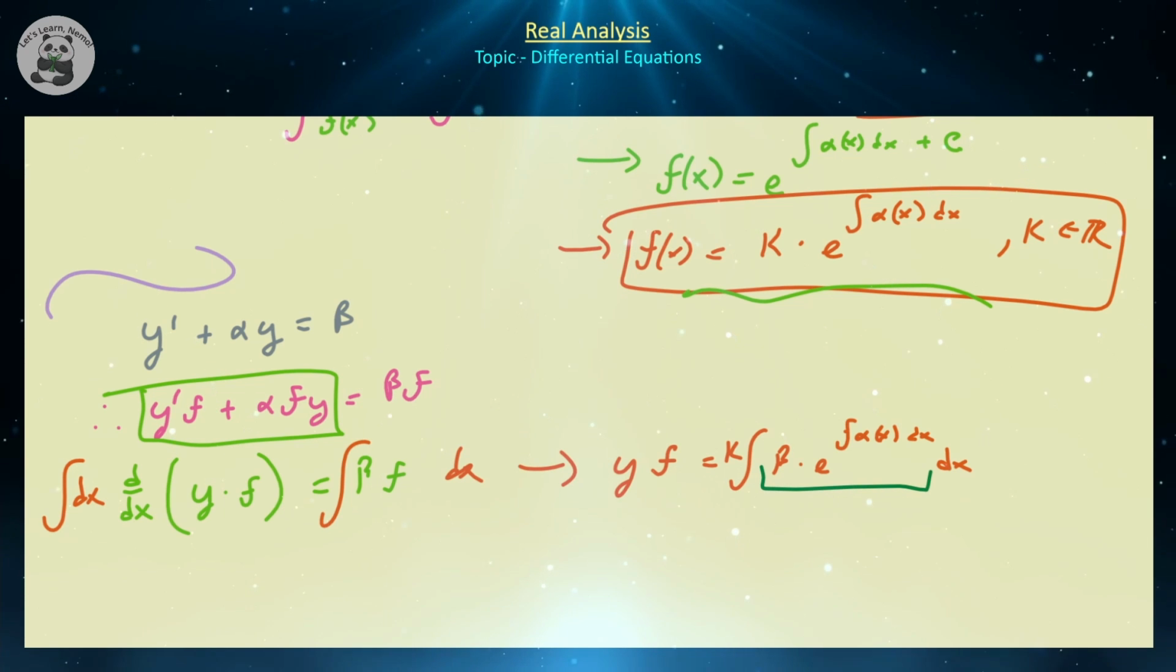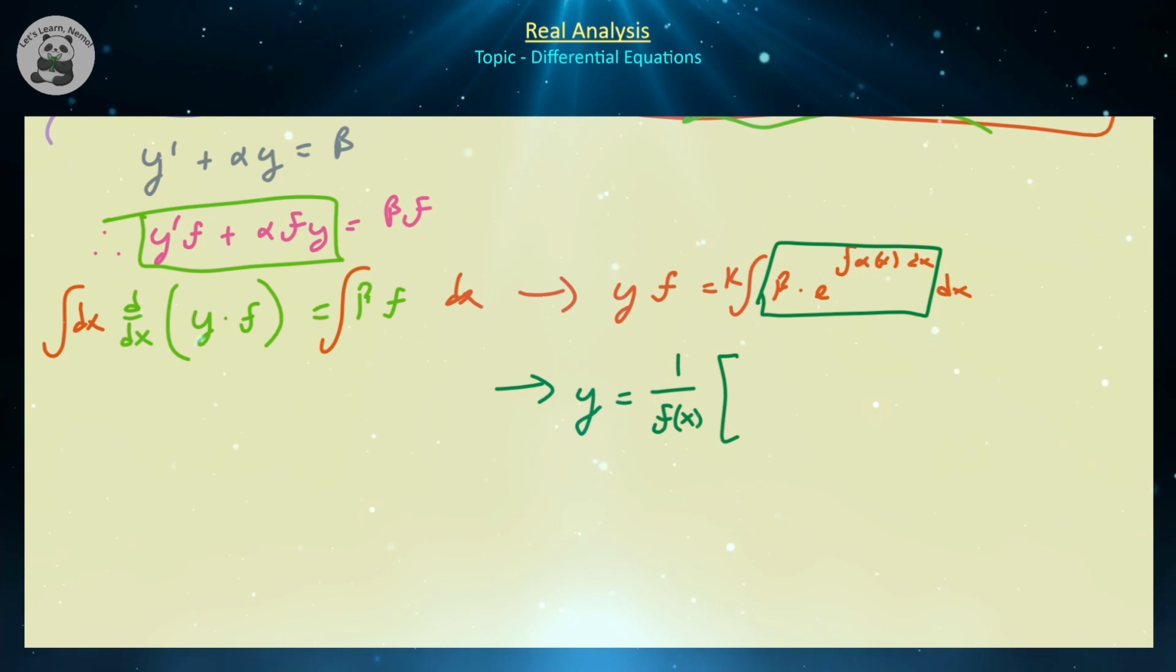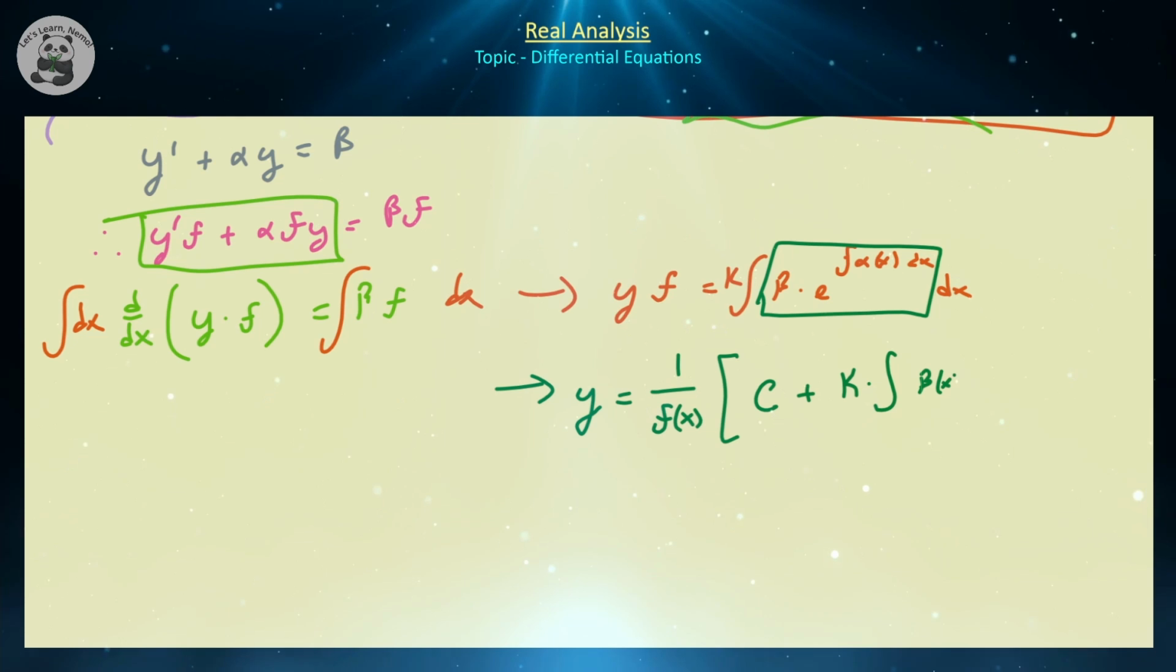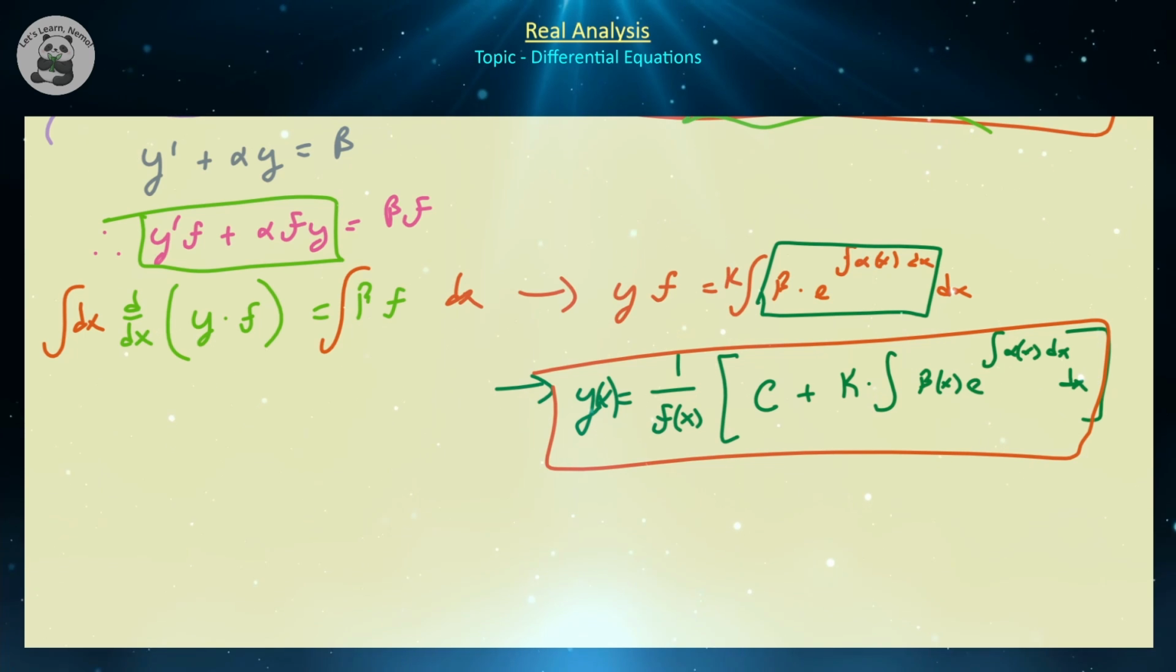So this is where the Riemann integrability of beta and the antiderivative of alpha comes into play, because then we can solve this differential equation, because it is separable for y. So we're going to have that y is equal to 1 divided by f of x, times some constant c plus that scalar multiple of our integrating factor times the integral of beta of x e to the integral of alpha of x dx dx. And that is our general solution to our original first order linear potentially inhomogeneous differential equation.